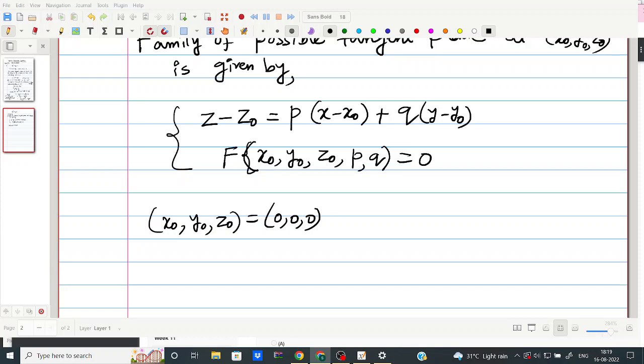So f is equal to 0. So p square plus q minus 1 equal to 0. This relation is the tangent plane. This is the tangent plane equation. Now I have to find the envelope, so I have to just eliminate the parameters p and q.